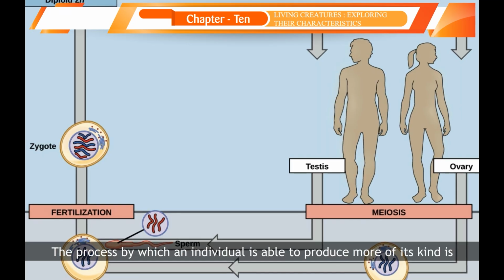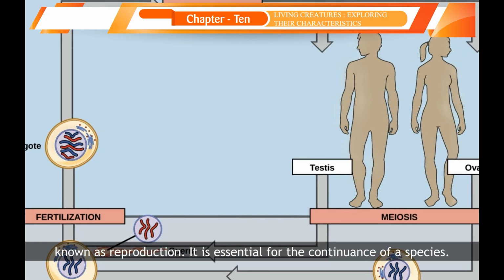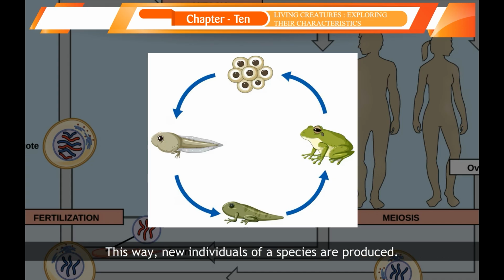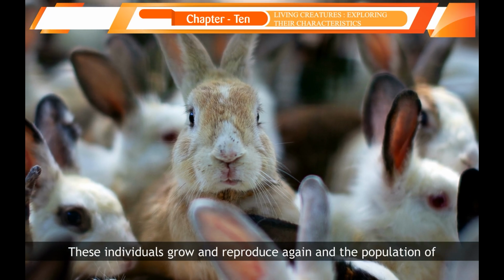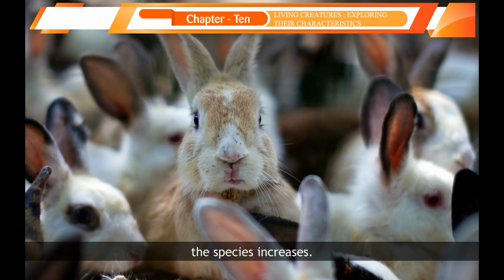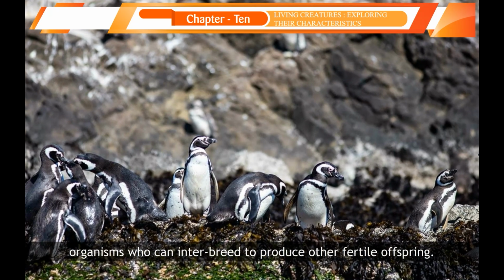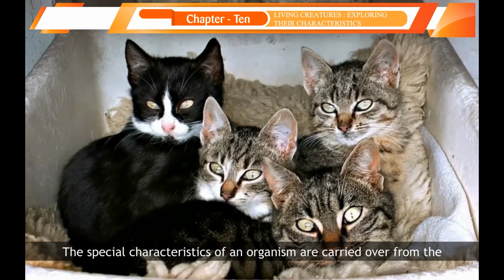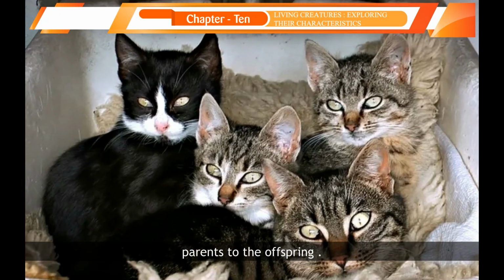Reproduction is the process by which an individual is able to produce more of its kind. It is essential for the continuance of a species. This way, new individuals of a species are produced. These individuals grow and reproduce again, and the population of the species increases. We already know that a species is a group of similar-looking organisms that can interbreed to produce fertile offspring. The special characteristics of an organism are carried over from the parents to the offspring.